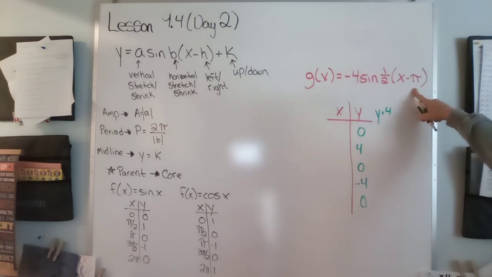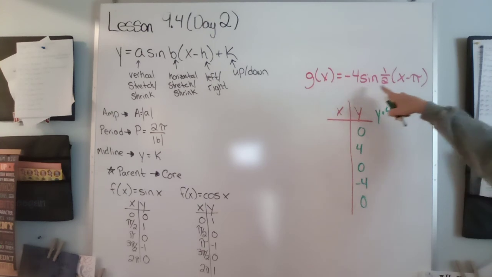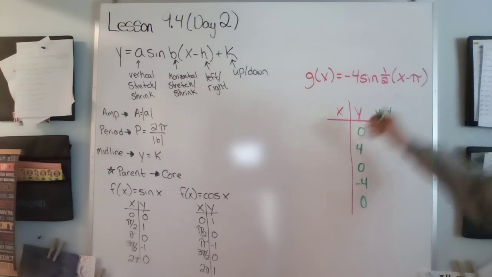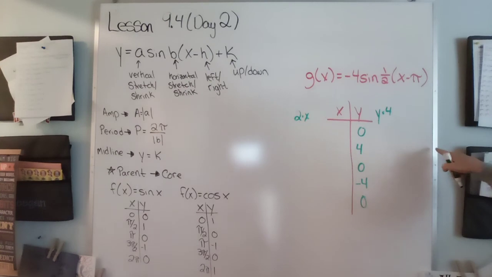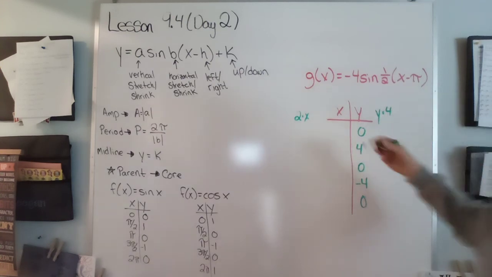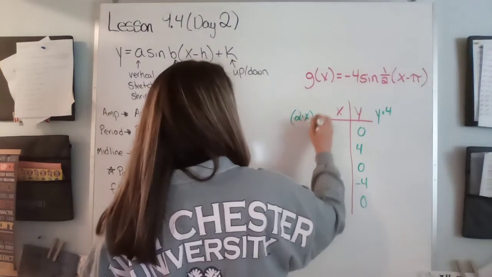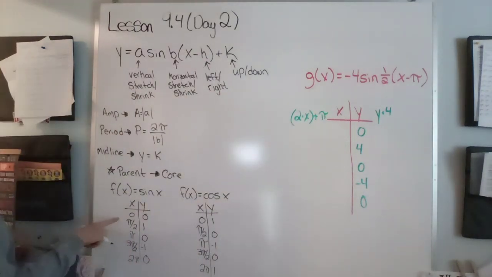All right. Oh, and the negative, by the way, that's a reflection. Okay, we're reflecting in the x-axis. But we're going to have a horizontal stretch by 2. So we're going to multiply all the x's by 2. 2 times x. And what else is happening? We are moving to the right by pi. All right, so you're going to add pi. So you have to multiply all of the x's by 2 and then add pi.